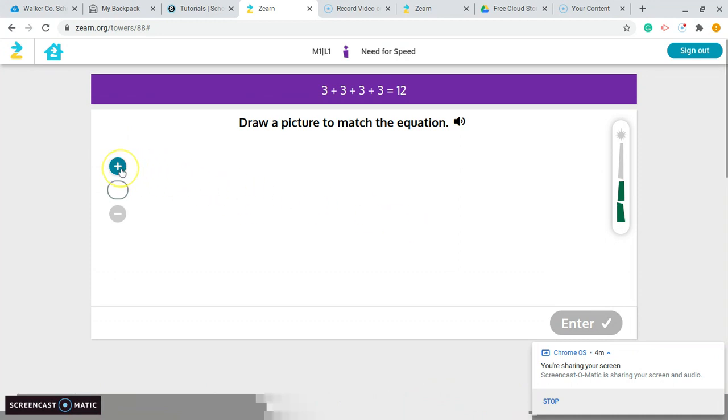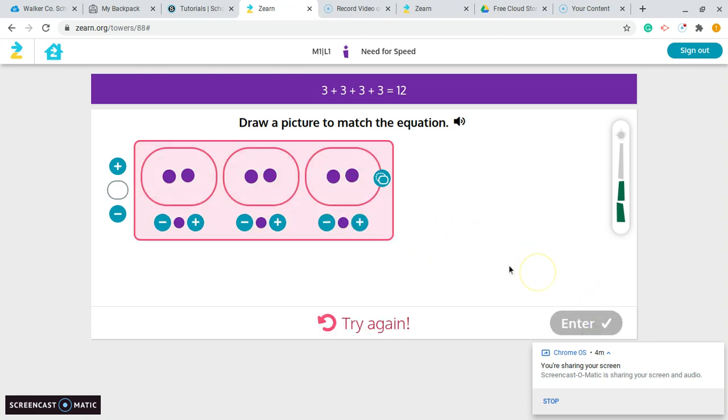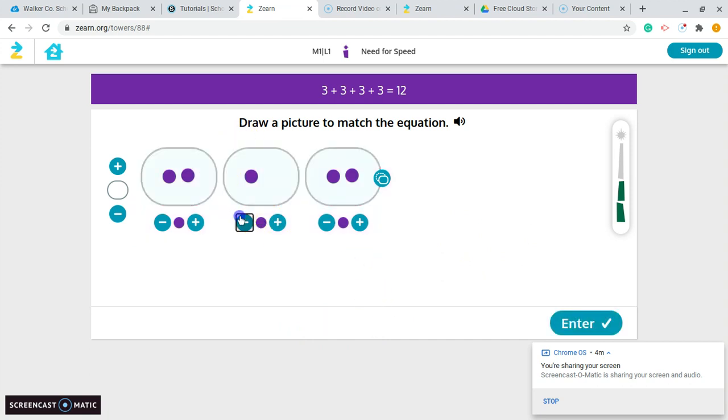Right now, I'm going to show you what happens if you incorrectly answer the question. It says draw a picture to match the equation, and it's talking about this equation up here. So you would actually need to draw 1, 2, 3, 4, but I'm going to draw 3 just so you see what happens. And I'm going to put 2 in each one, and it says try again. Now this is where you would come back up here and change your answer or your drawing.